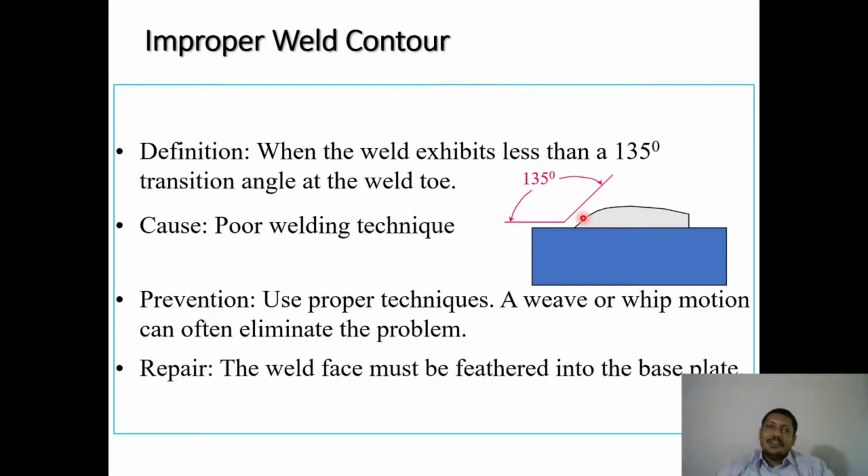When you are welding, you have to ensure proper welding techniques so that the transition angle at the weld toe is at least 135 degrees. A weave or whip motion can often eliminate the problem. The weld face must be feathered into the base plate. That is the way you have to perform the repair welding.